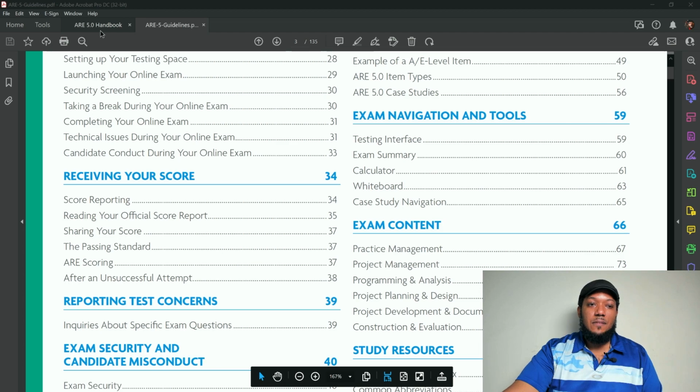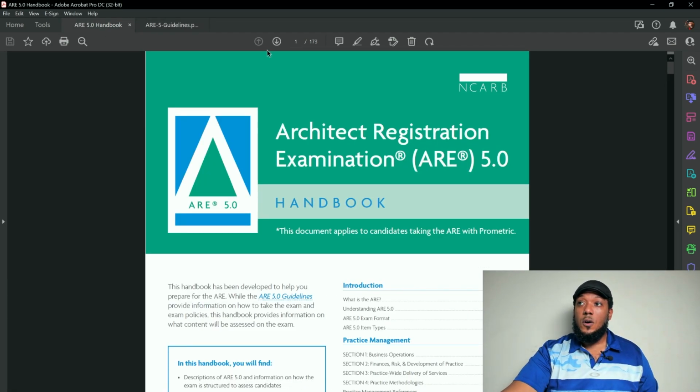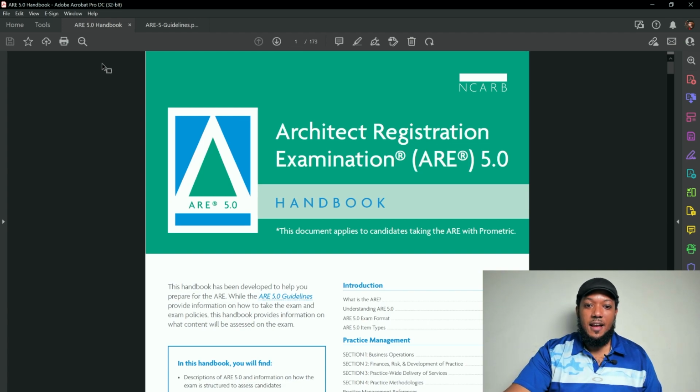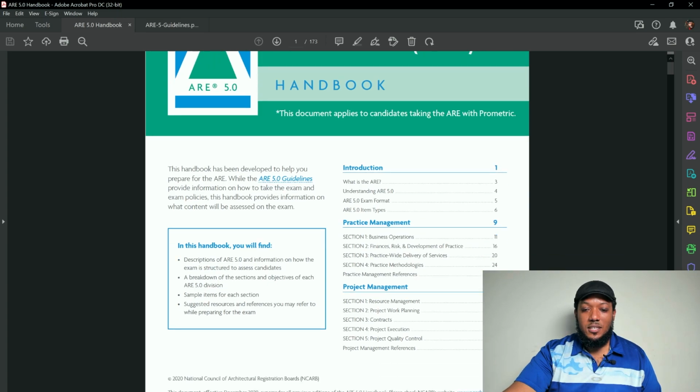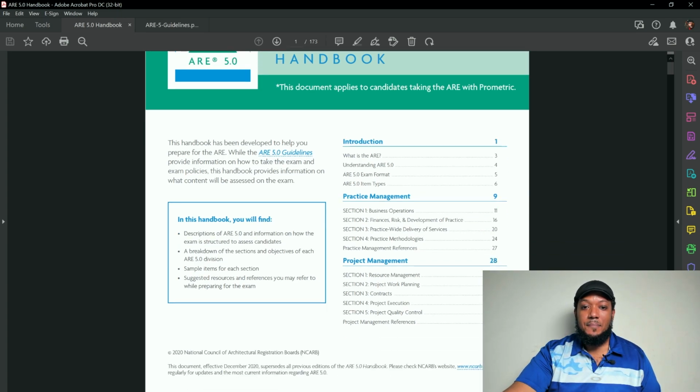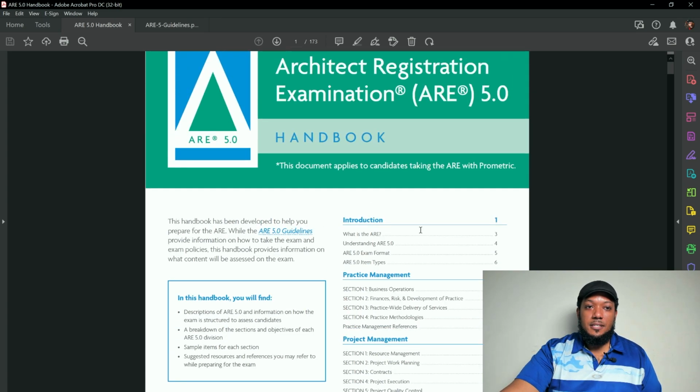However, the ARE 5 handbook, which I actually didn't see on the website, should be there. I've contacted them about it not being there, so they should fix that soon. The ARE registration handbook goes into depth for each of these sections. You've got about 20 to 30 pages for each exam, and these each come with practice questions. So these are some good resources.